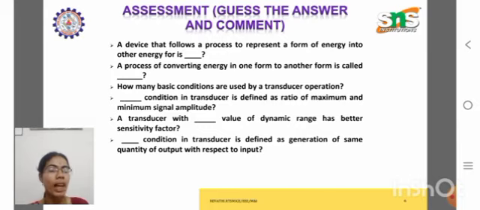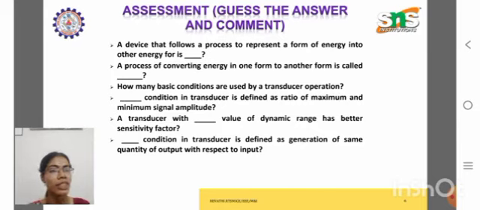This slide is about the assessment. A device that follows a process to convert a form of energy into another energy for us. Guess the answer and comment in the comment section. A process of converting energy from one form to another form is called what?